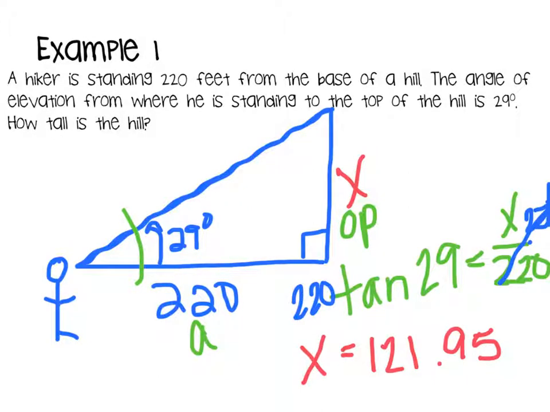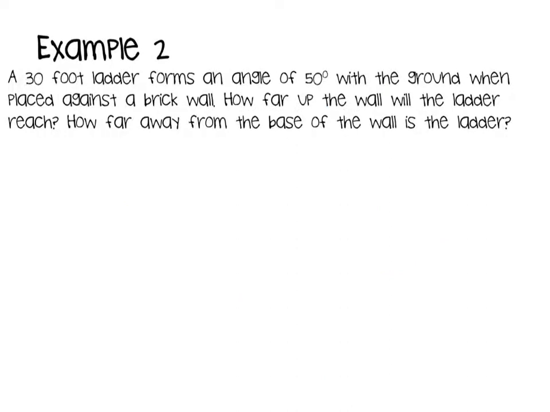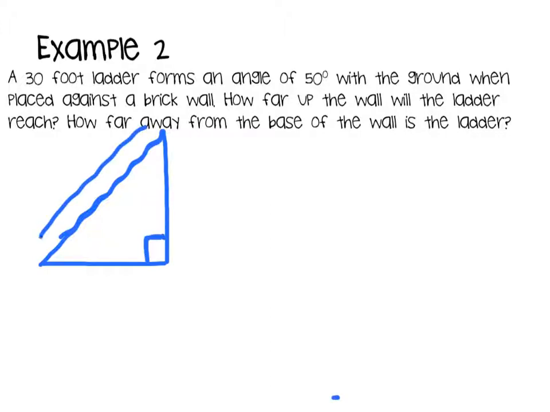Now let's look at example 2. A 30-foot ladder forms an angle of 50 degrees with the ground when placed against a brick wall. How far up the wall will the ladder reach, and how far away from the base of the wall is the ladder? Well, let's draw our picture. Here's your ladder right here, the diagonal. So let's now label the information.